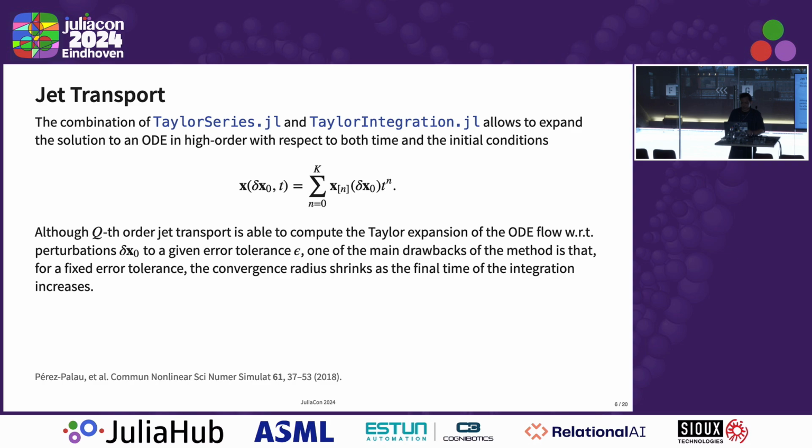Okay, and one of the main drawbacks of using jet transport to propagate small neighborhoods around the nominal initial condition is that the method has no control over how big the neighborhood is. So the longer you go in time, the more the convergence radius of your neighborhood shrinks. And the longer you go in time, the smaller the neighborhood is.